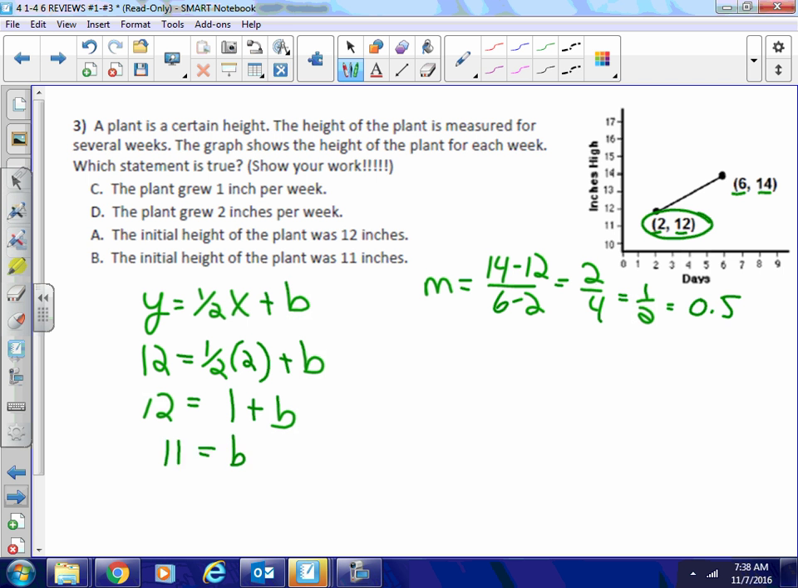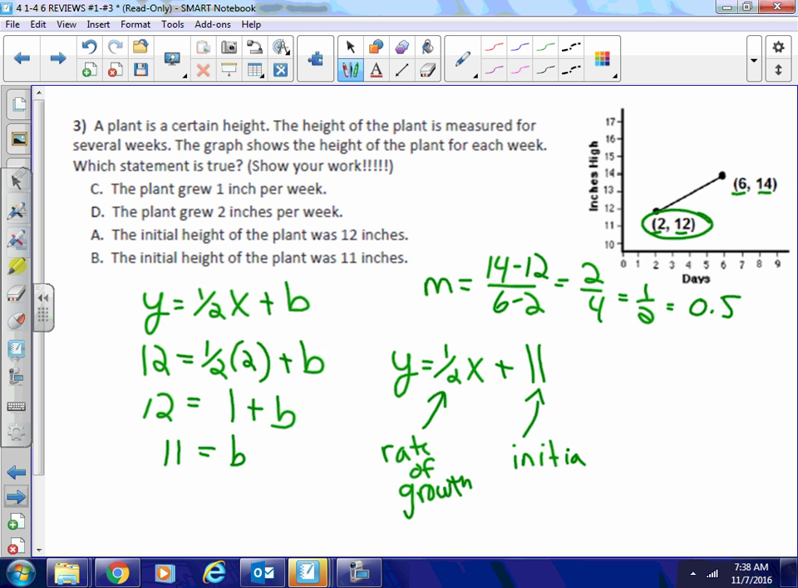So now we can write our equation. Y equals 1/2 x plus 11, where the 1/2 is the rate of growth, and the 11 is the initial height. So let's go answer the question. C, the plant grew 1 inch per week? No, the rate was 1/2.